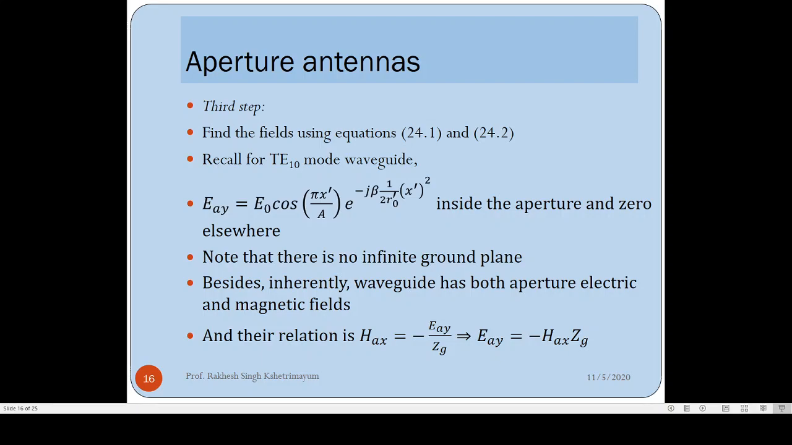So at the mouth of the horn antenna, the magnetic field you can simply get as minus EAY by ZG. ZG is the wave impedance of the dominant T10 mode we are considering. Once I have the electric field, I can always find the magnetic field as minus EAY by ZG. So then EAY will become minus SAX ZG.